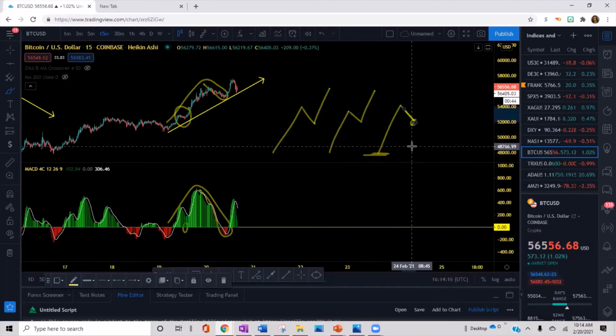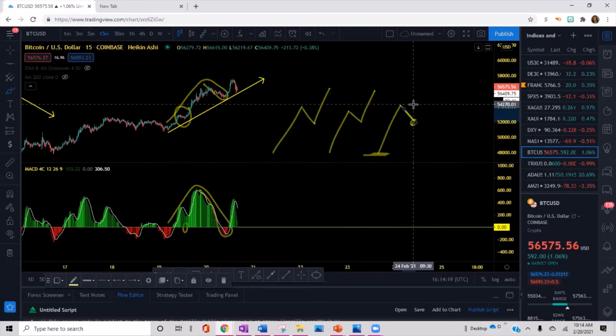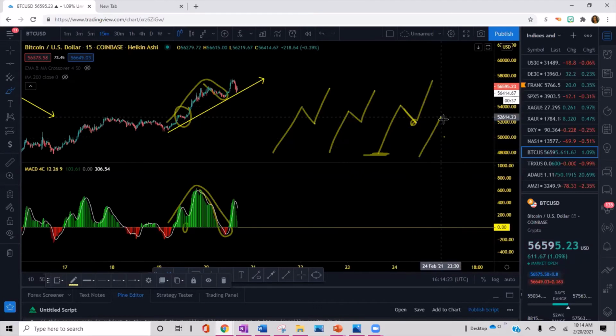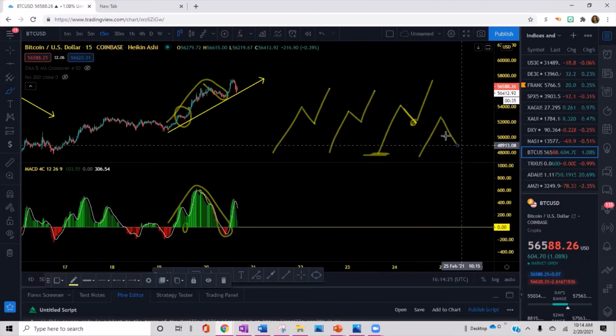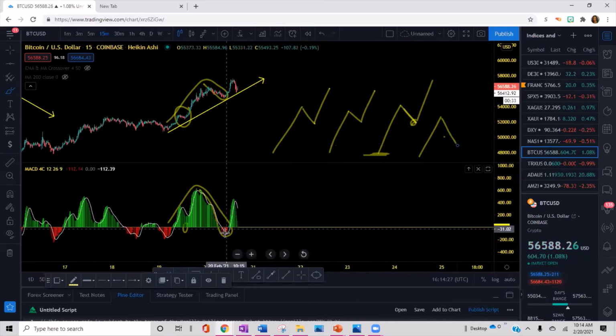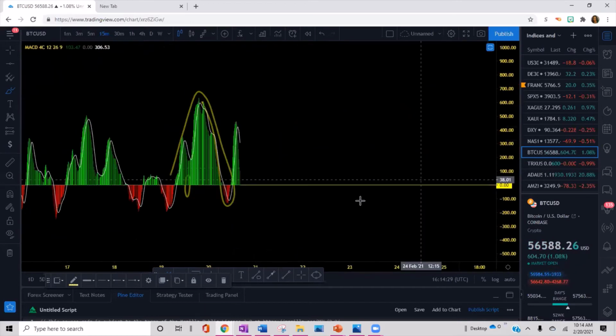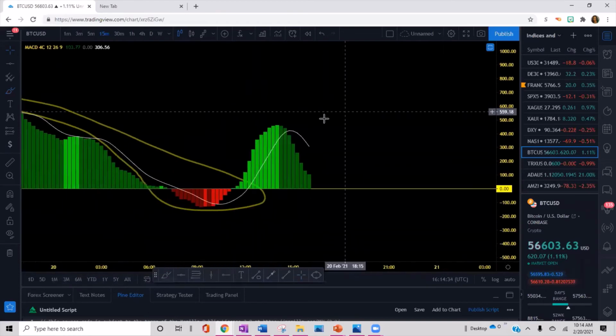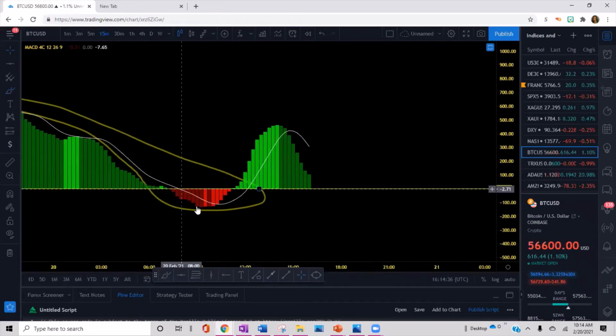And the question is, well, when is this over? How do I know when to get in? How do I know that this was not going to at least go down to there? How do I know that it's going to stop right here? This is where your MACD comes into play. Remember, I told you your MACD is momentum.